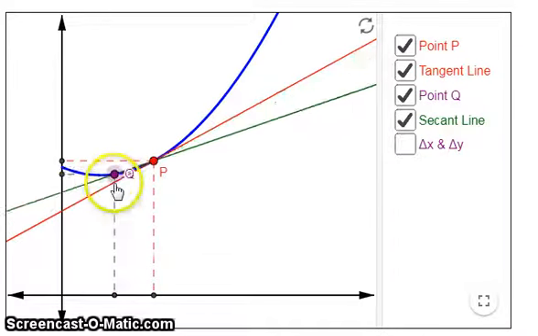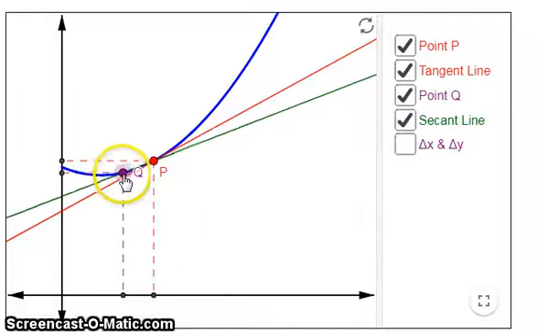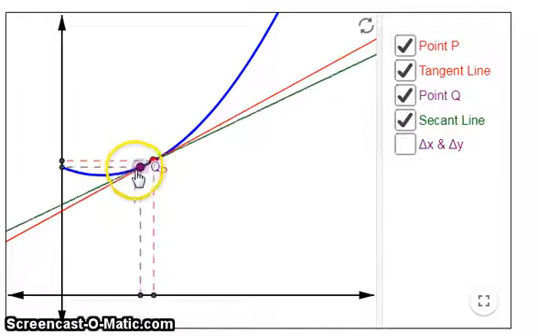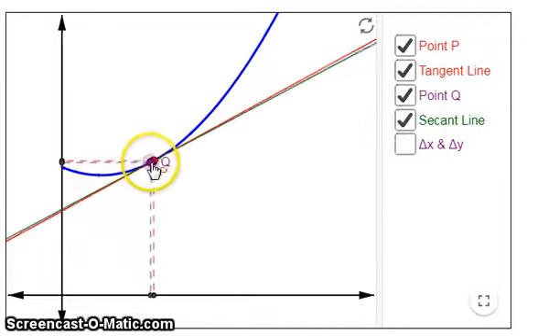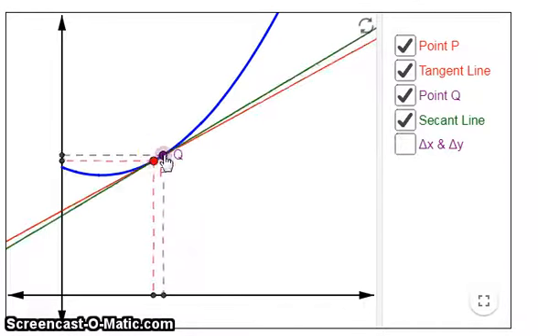And this can be done from either direction. I can approach P with Q from this direction, and the same thing happens. The closer I get with Q and P, the more the secant line looks like the tangent line.